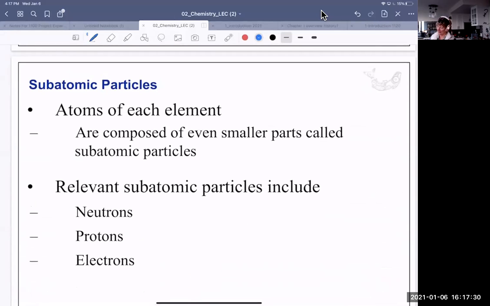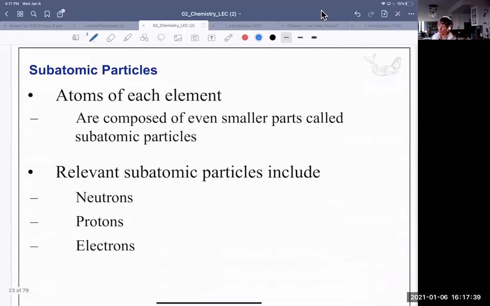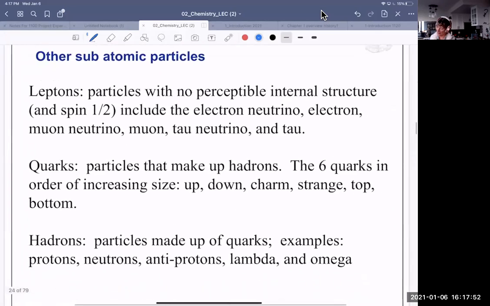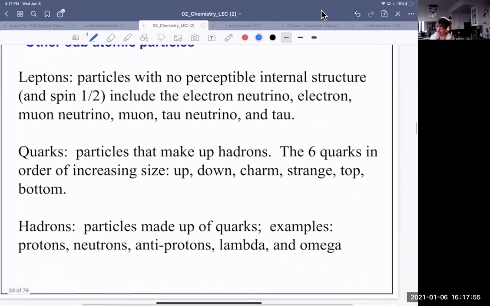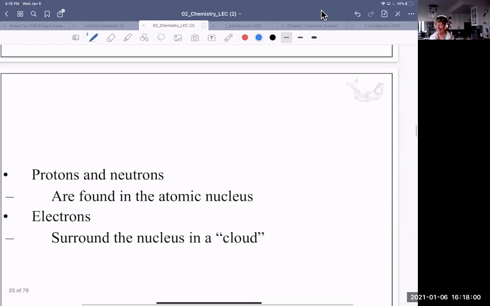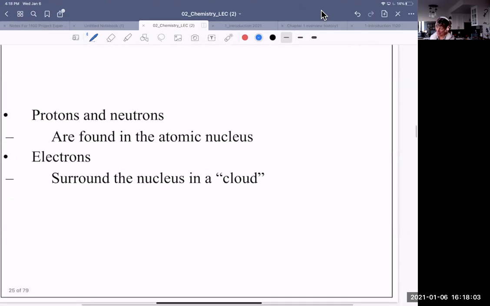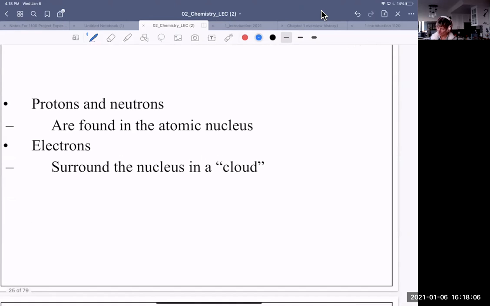Subatomic particles. We're not getting into quantum mechanics in this course, you might be happy to know. But we're talking about the well-known subatomic particles: neutrons, protons, and electrons. They are quite relevant. There are other ones: leptons, quarks, hadrons. Let's not talk about those, not in this class anyway. Protons and neutrons are found in the atomic nucleus, of course. Electrons surround the nucleus in a kind of cloud.